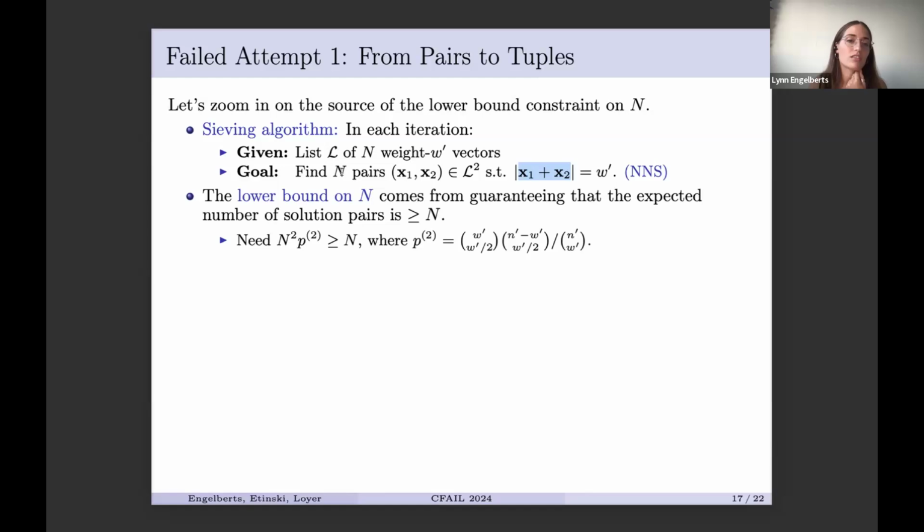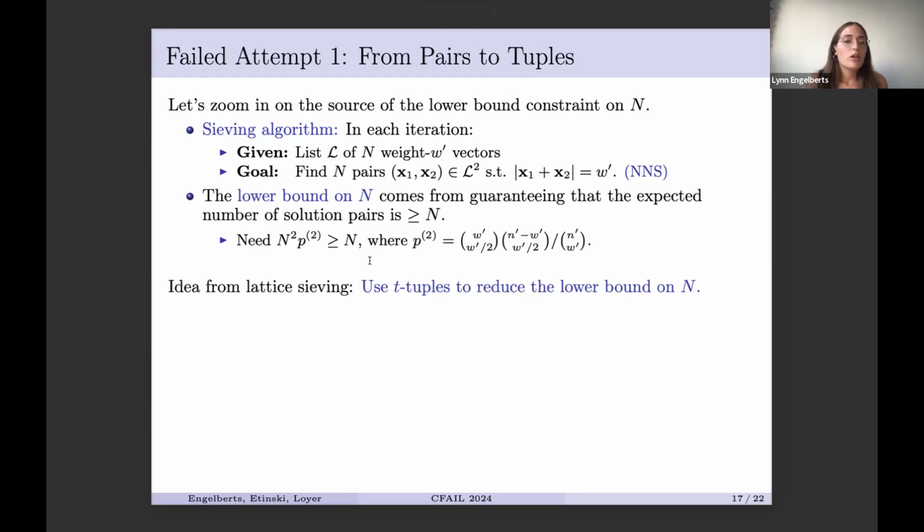So we actually want, instead of finding capital N pairs, we want to find a small constant times capital N pairs. But if you look at this inequality, this will only affect the lower bound on capital N by a constant factor. So that's not a problem. Okay, but in any case, I hope it's clear where the lower bound on capital N comes from.